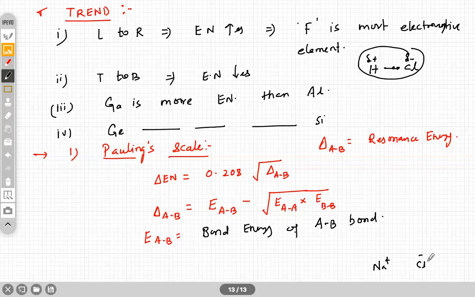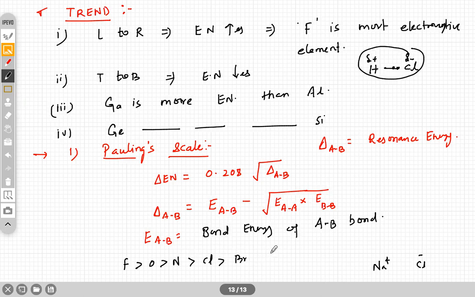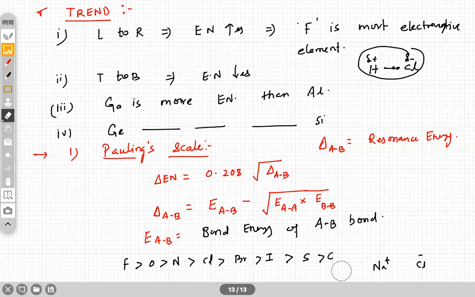Okay, so this is it. Now, according to Pauling's scale, the order of electronegativity: fluorine has maximum electronegativity, then oxygen, then nitrogen. These three you must remember. Then we have chlorine, bromine, iodine, sulfur, carbon, and then let it be. First three you must remember, the most electronegative elements.